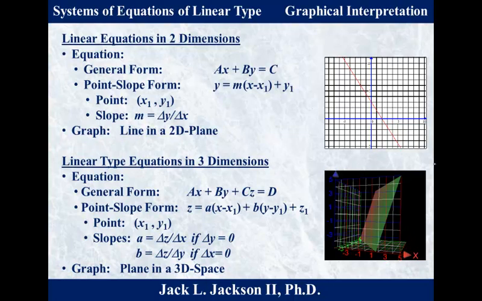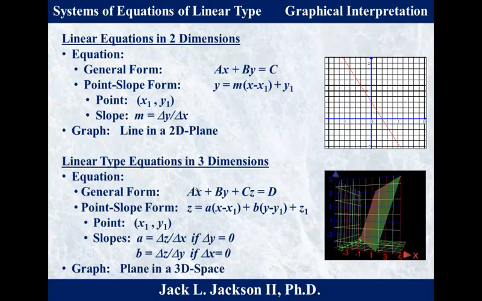So we just added a z term, which is just a constant times z. Notice in both the 2-dimensional version and the 3-dimensional version, we just have a constant times x, a constant times y, and it equals a constant. The x's are the first power, the y's are the first power, z's the first power. No multiplying or dividing by x or y or z, other than to multiply x, y, and z by constants. So that's what's meant by a linear equation or a linear type equation.